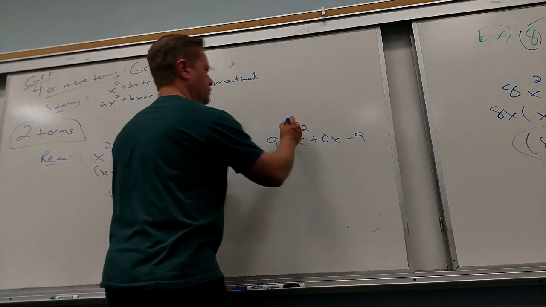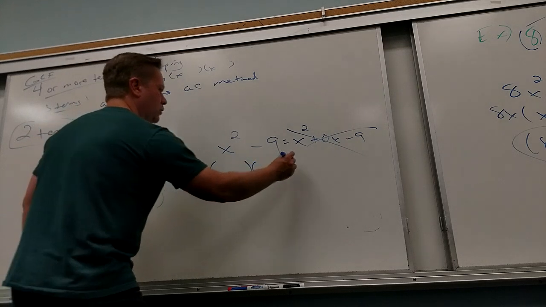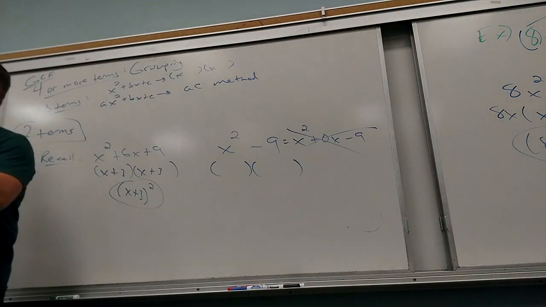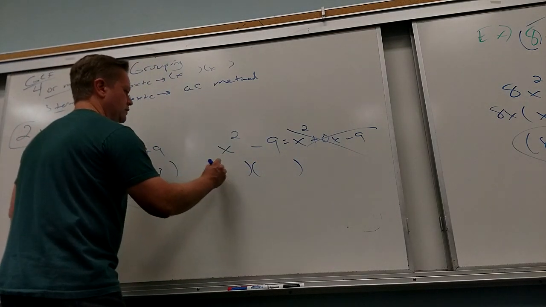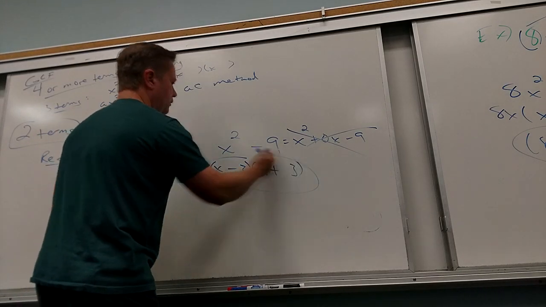So watch how this works. Don't ever write it like that. Just realize that's what it is. But now I have a shortcut to do these. How do I make x squared? x times x. How do I make 9? 3 times 3. How do I make negative? Negative times positive. Done.